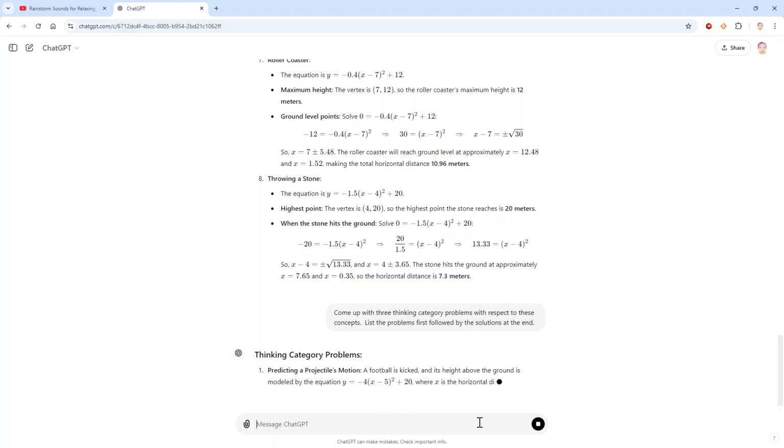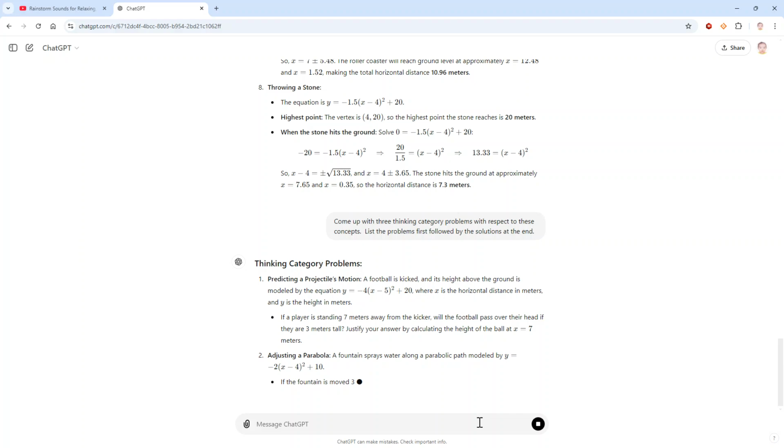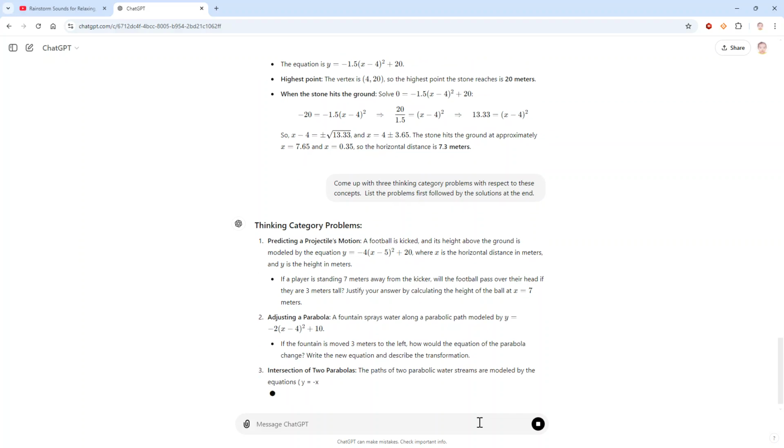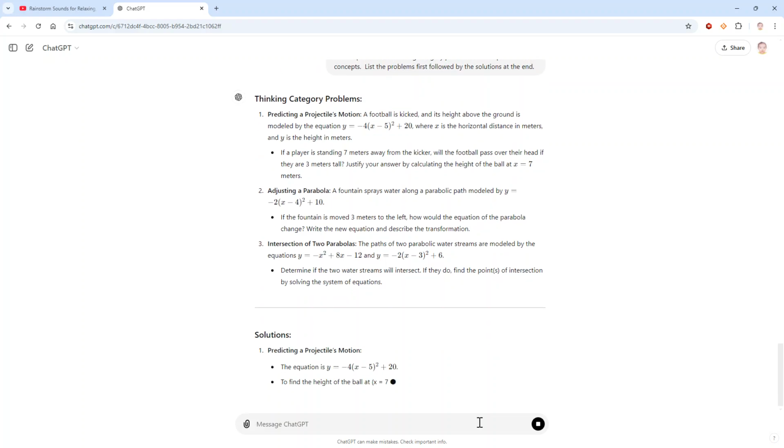Thinking category problems. All right, so this looks like it's probably just going to be a little bit more detailed and force you to think outside the box a little bit more. This is great. And again, it's going to give us the solutions just like it did last time. And that's pretty much the gist of it, ladies and gentlemen. These AI tools, that's exactly what they are.